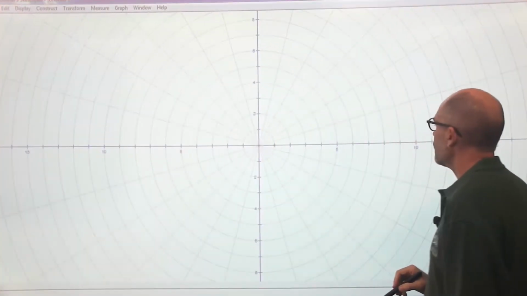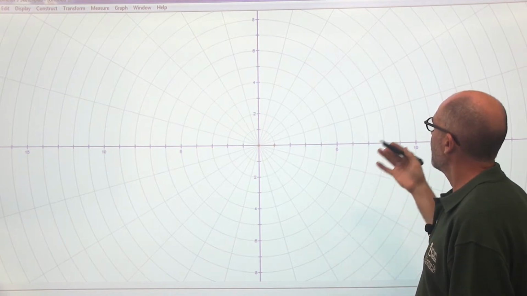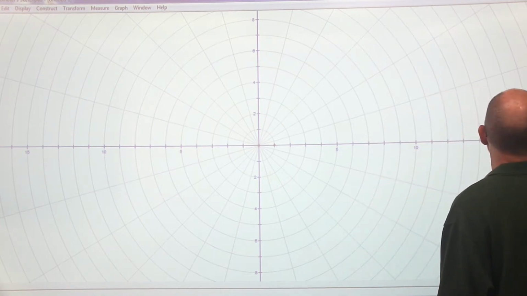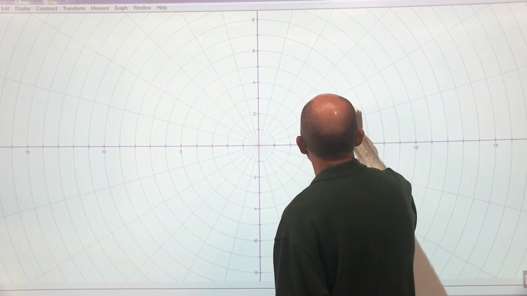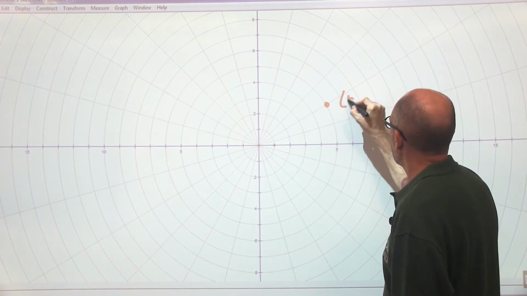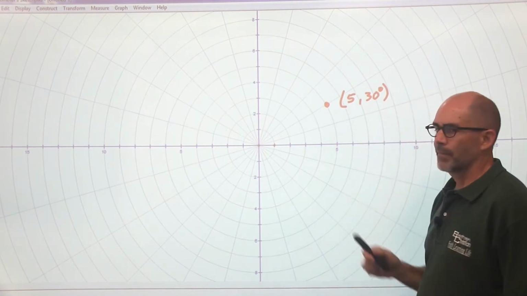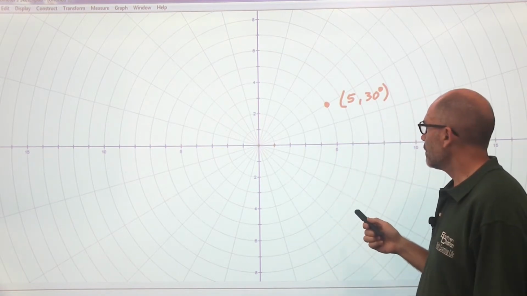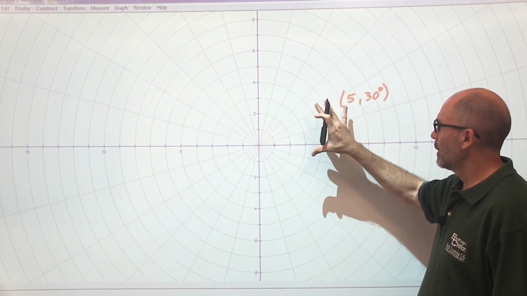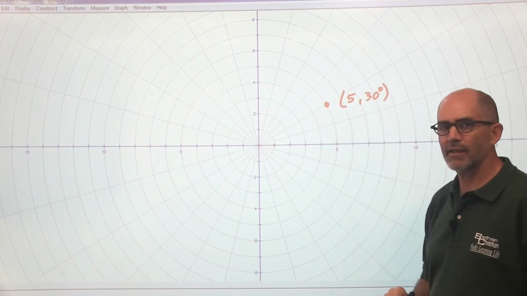All right, so if I have a point that's, let's say, 5 away from the center at an angle of 30 degrees, that's where it is. There's my r theta. R theta then would be 5, 30 degrees. Now that is a polar coordinate. Now we could change it to rectangular, but we're in polar graph paper right now, so this is your polar coordinate, 5 at 30 degrees.